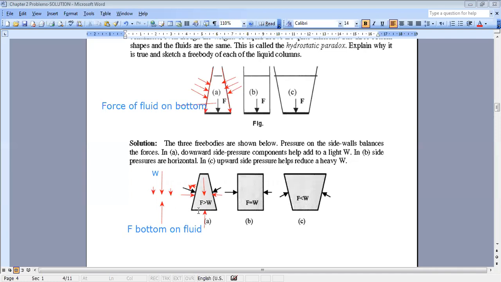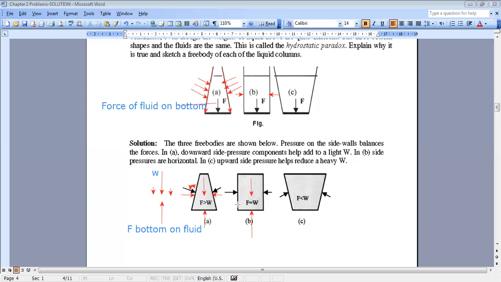Now, if I consider the free body diagram of the second container, I take the fluid in the second container. Here I have vertical surfaces. Because my surfaces are vertical, they will exert actions on my fluid in the horizontal direction. And these actions will cancel out from the two sides. So in the vertical direction, I only have the weight and F.